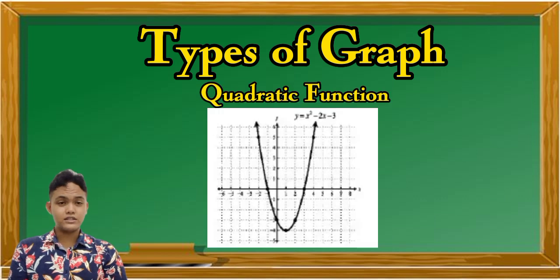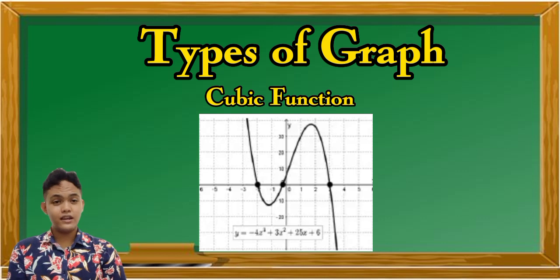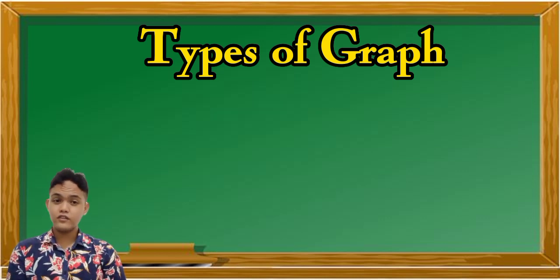Now the quadratic function. A quadratic function is a function f of x equals ax squared plus bx plus c, where a is not equal to 0. You can see that there is a U shape, either upward or downward. It is called a quadratic function. And now the cubic. Cubic is where the degree is 3. So if you see that the degree is 3, it is cubic. So on and so forth. If 4, it is quartic; if 5, quintic.